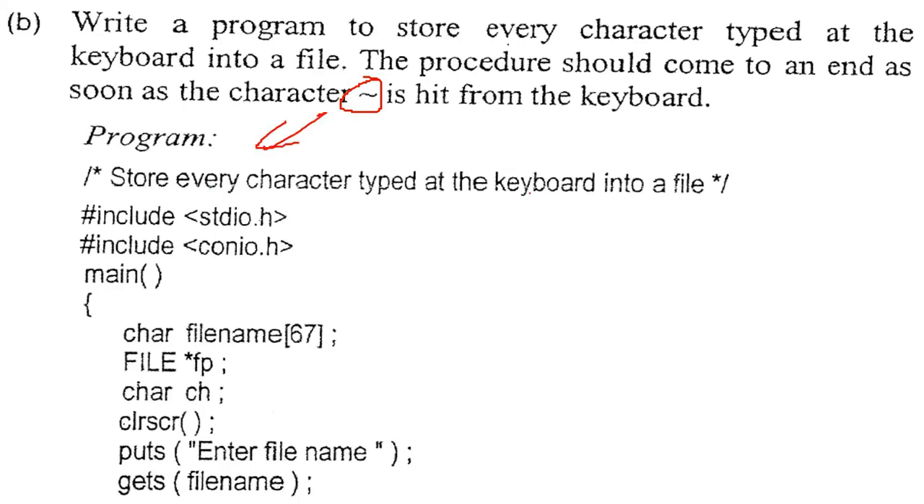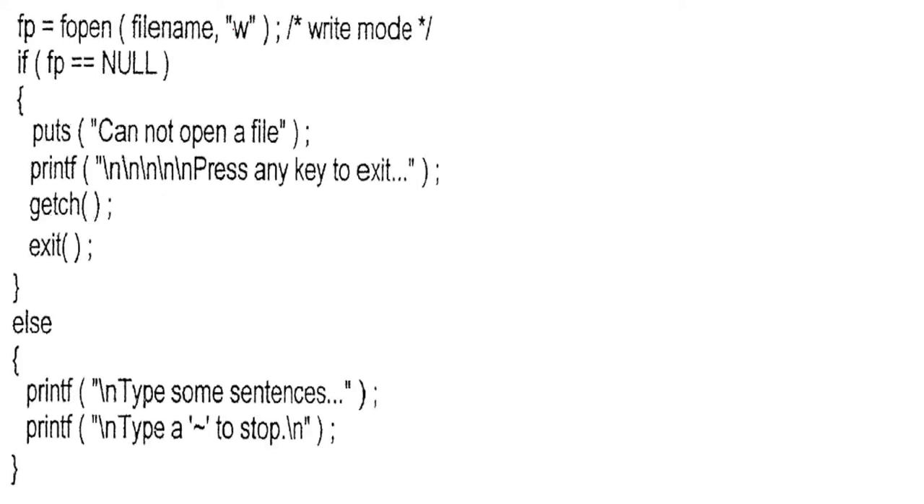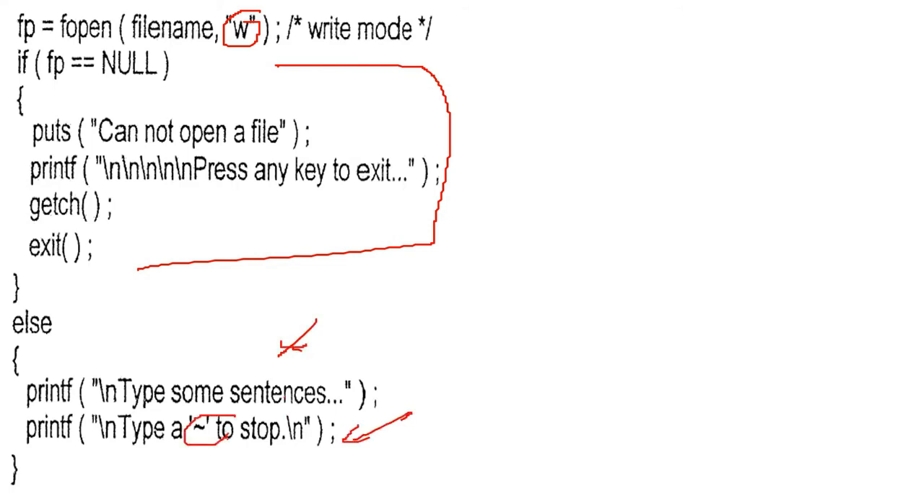So we have stdio, conio. We have again some file name, which we have just restricted to 67. We have a file pointer and a character variable. We asked for the file name, we entered the file name, and then we try to open the file in write mode. If it is not opening, we raise some error and we come out. Otherwise, we ask the user to type some sentence, and we ask the user specifically to give a tilde sign, so that the program assumes that you have done your work.